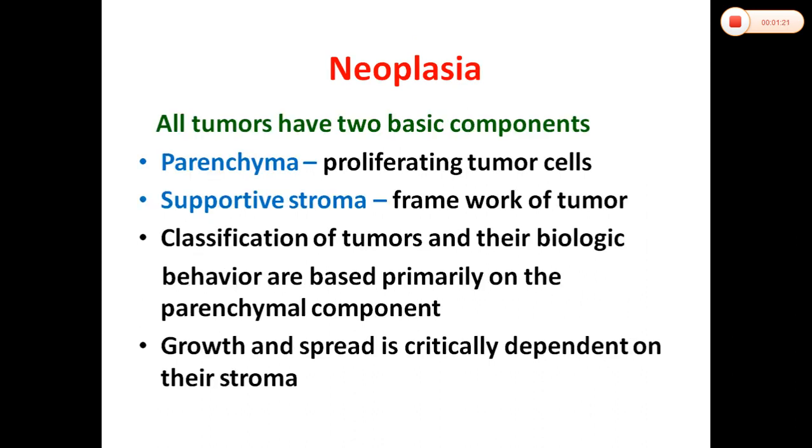All tumors, whether benign or malignant, have two basic components. The parenchyma, which is made up of proliferating tumor cells, and the supporting stroma, which forms the framework of the tumor. This supporting stroma is made up of connective tissue, blood vessels and variable numbers of the cells of the adaptive and innate immune system. The classification of the tumors and their biological behavior are based primarily on the parenchymal component, and the growth and spread is critically dependent on the stromal component.